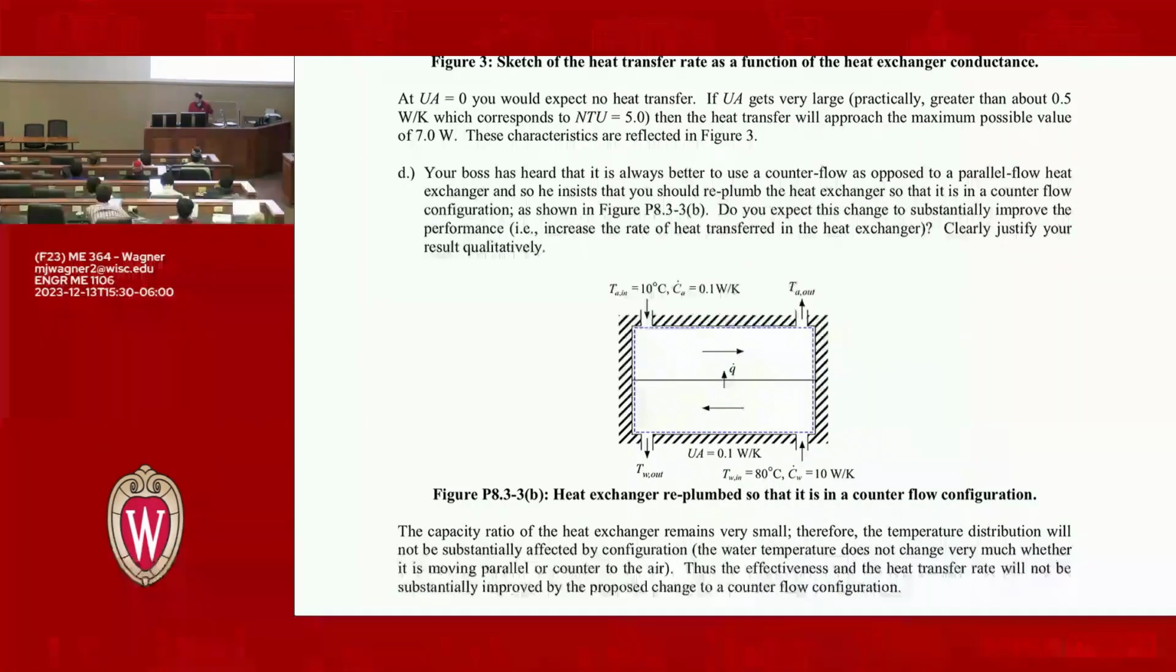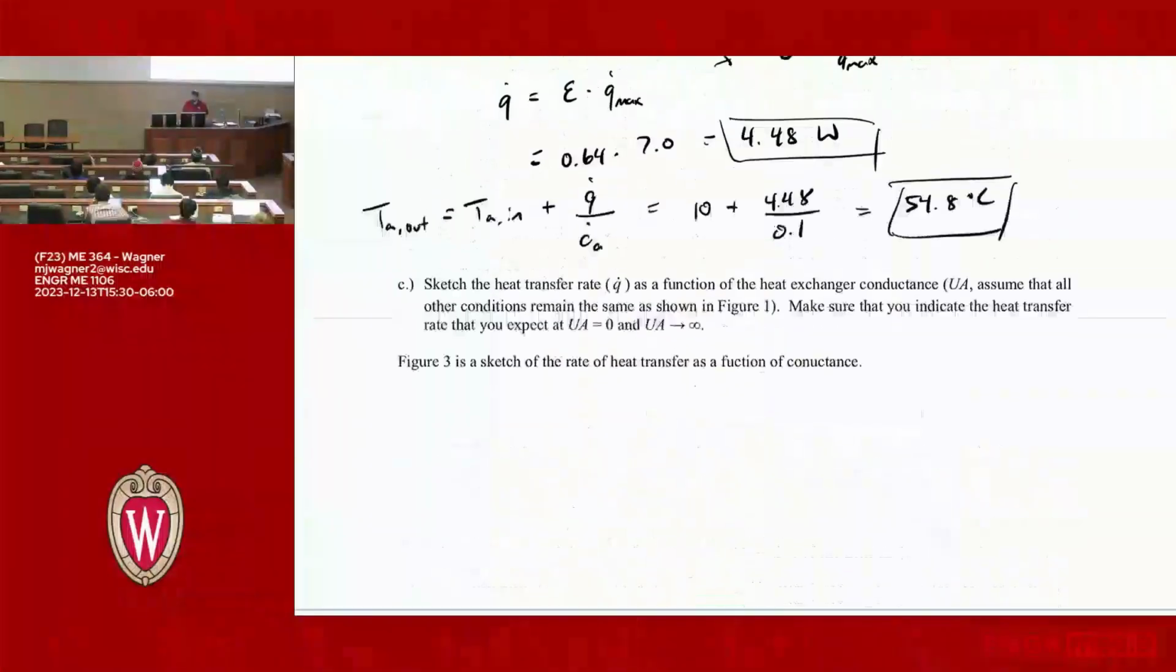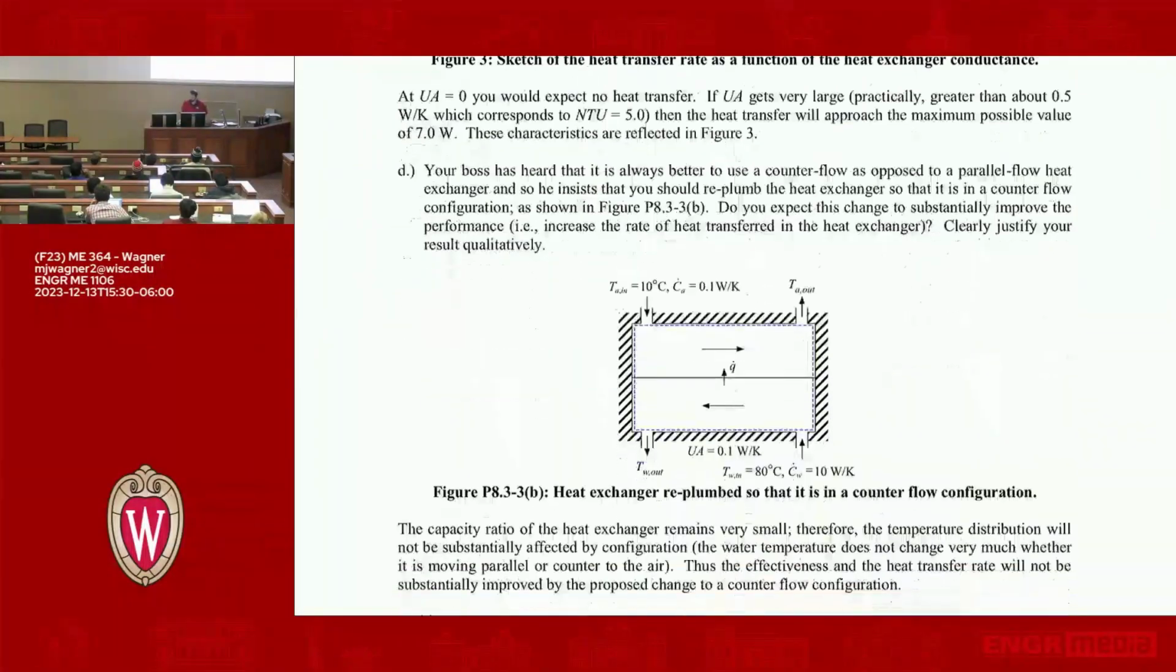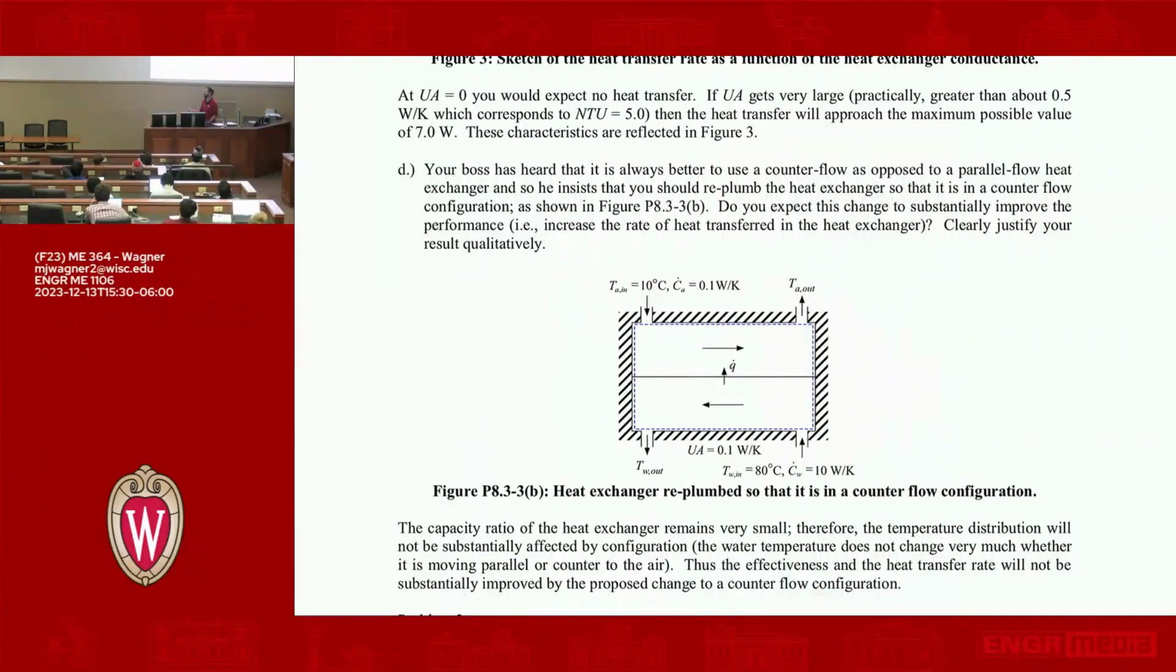Well, it's because my capacitance ratio is basically 0, right? I've got 0.1 over 10. That's a capacitance ratio of 0.01. That's pretty close to 0. So if you look back at the performance as capacitance ratio goes to 0, remember, configuration doesn't matter in that case.